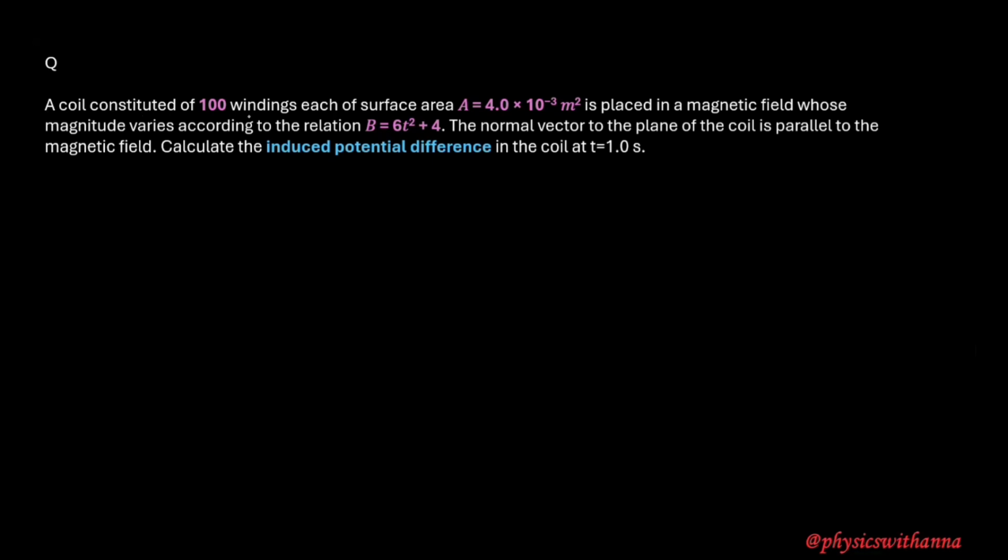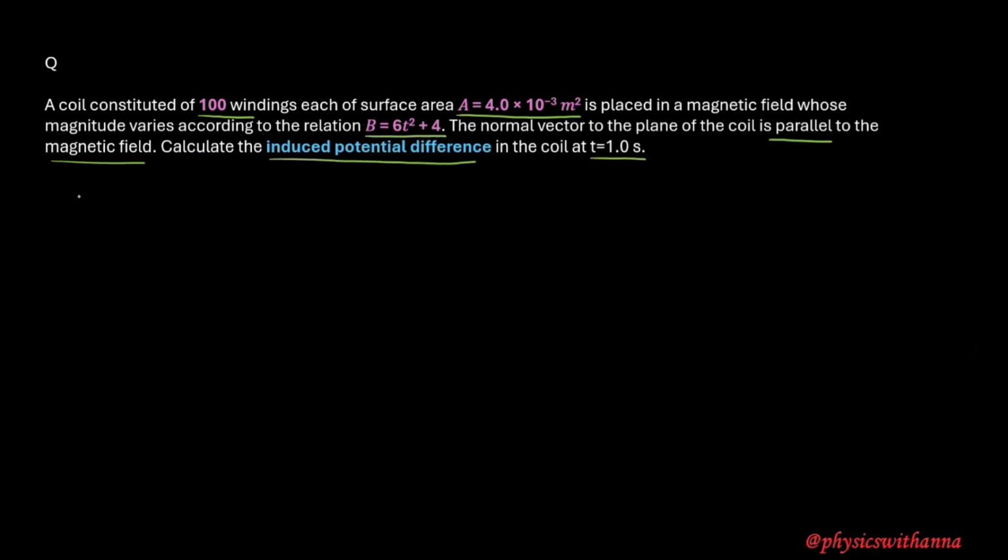The question says, a coil constituted of 100 windings, each of surface area A equals 4 times 10 to the power negative 3 meters squared, is placed in a magnetic field whose magnitude varies according to the relation B equals 6t squared plus 4. The normal vector to the plane of the coil is parallel to the magnetic field. Calculate the induced potential difference in the coil at t equals 1 second.